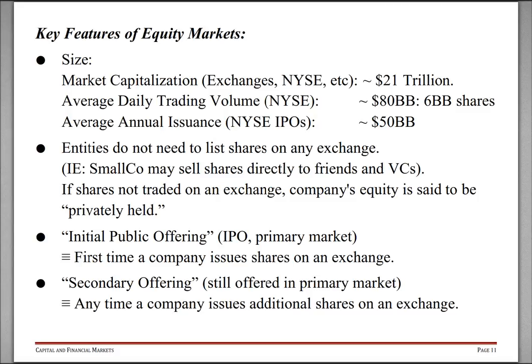a year. Entities don't have to list on an exchange. You can create an LLC or a C Corp or a REIT and sell shares directly to friends, venture capitalists, etc. If your shares of stock are not traded on an exchange, your equity is said to be privately held. An initial public offering represents the first time a company issues shares on an exchange, and a secondary offering is offered by a company that's already listed on something like the NYSE, and they're just offering more shares through the exchange.